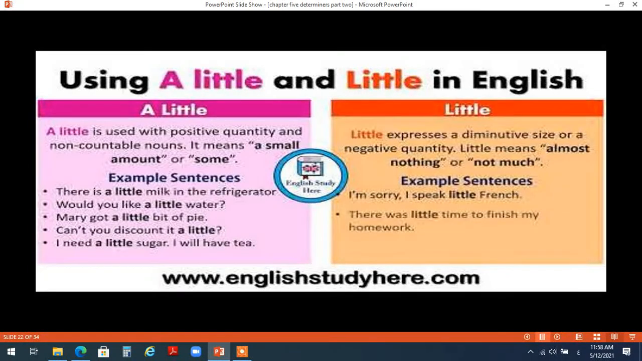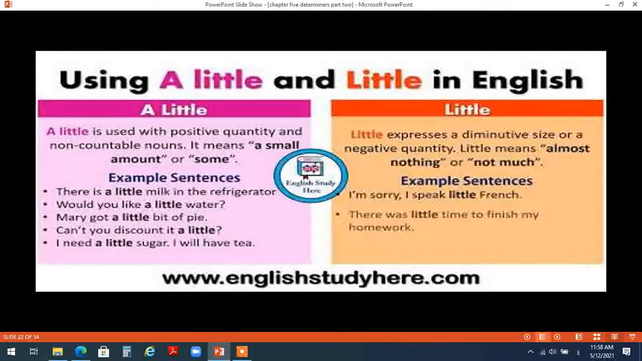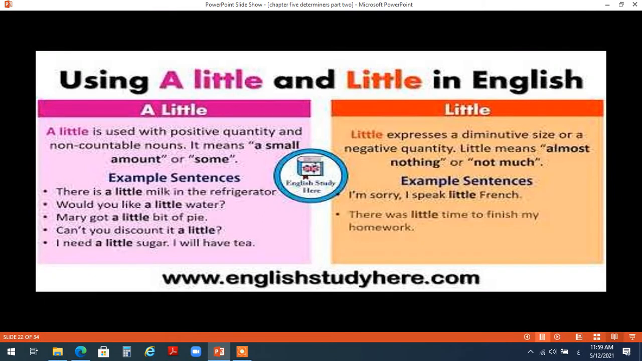For example, there is a little milk in the refrigerator. True, the amount of milk is small but it serves the purpose. Would you like a little water? A small amount of water but enough. Mary got a little bit of pie. Also a little has a positive quantity. Can't you discount it a little? You reduce the price of something and this reduction is moderate. I need a little sugar. I will have tea. So I want an amount of sugar that is small but reasonable.